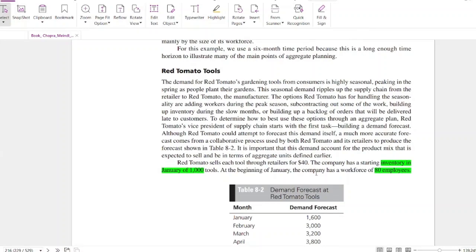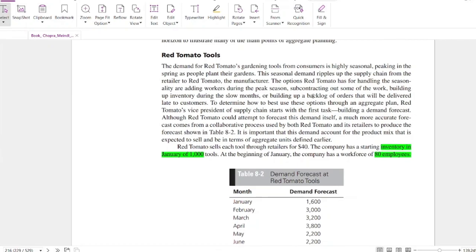Today we'll be solving the Red Tomato Tools linear programming problem, aggregate planning. This is from the supply chain management book of Sunil Chopra by Pearson. First of all, if we look into the problem, I have highlighted some of the key points here.